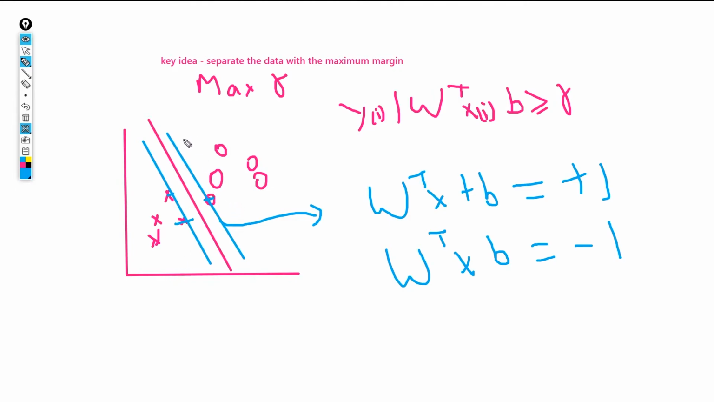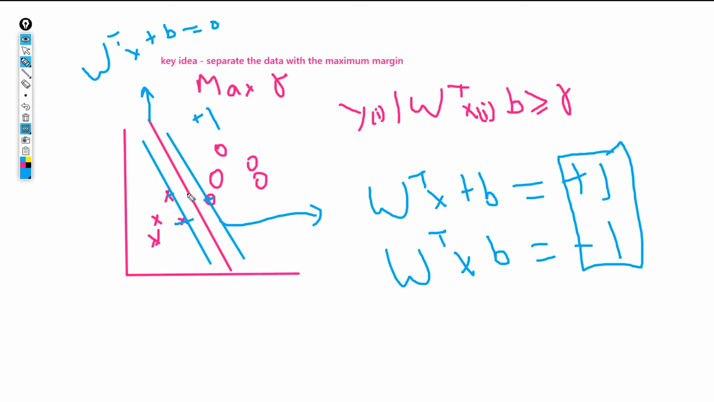So what we are saying here is that everything on this side is going to be plus 1, but that is just the output. When we talk about the line equation, we want to maximize the distance. This equation was w transpose x plus b equal to 0. Now we want both sides to be at equal distance, so that we can maximize them and they will be equally separated.